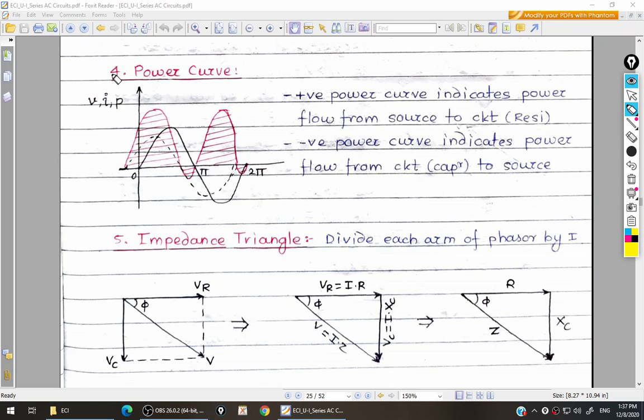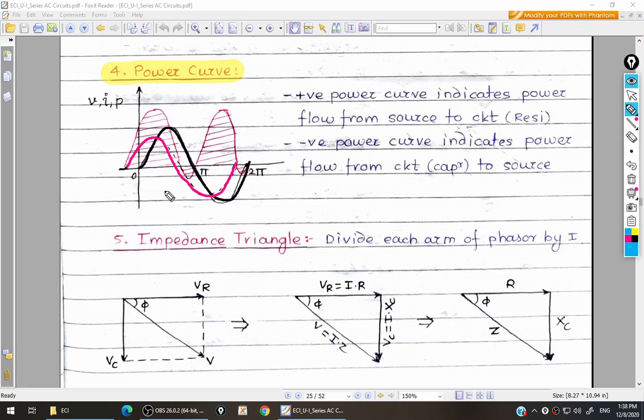Now friends, next parameter is power curve. It is nothing but the waveform of power: how power is changing with respect to voltage and current when they are changing with respect to time. We have already drawn a waveform for voltage and current. We know that in RC circuit your voltage is starting from 0 degrees like this, so you are getting sine waveform like this. And for RC circuit current is leading, so current is starting earlier with respect to the voltage. This pink color indicates your current, black color indicates your voltage.